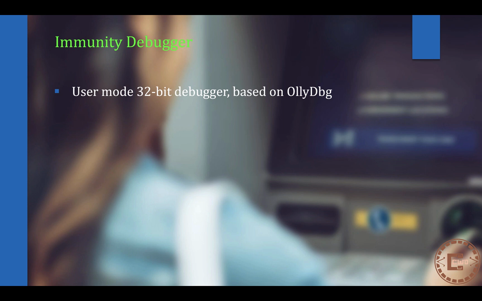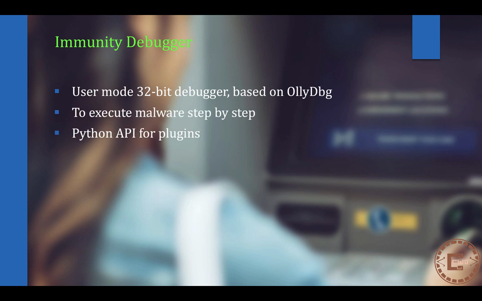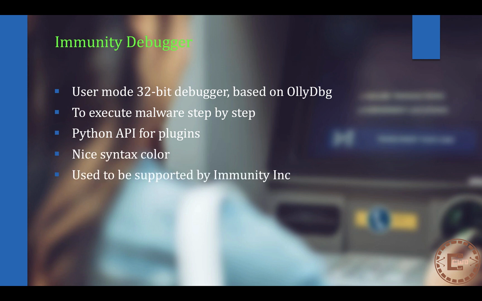It's in our environment. It runs on Python 2.7. Again, it's old, but it's one of those old school tools that you have in the lab that we don't want to get rid of. Again, as a debugger, it executes step by step. It supports Python version 2.7, so it adds a lot of plugins, and you can also add new plugins to the debugger. Not something that we're going to be doing, because it's not something useful for us. Nice syntax color. Used to be supported by Immunity, as I said, and it's free. It's one of those old tools we're going to keep in our lab.